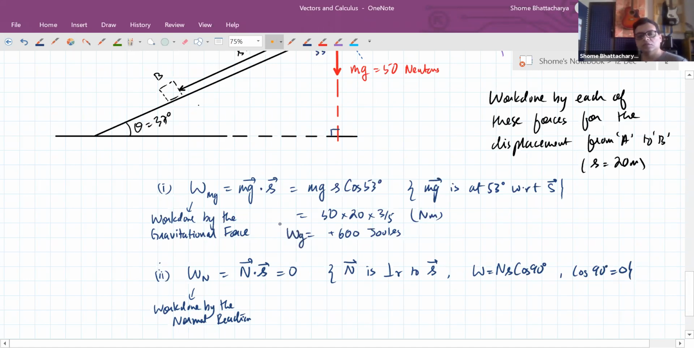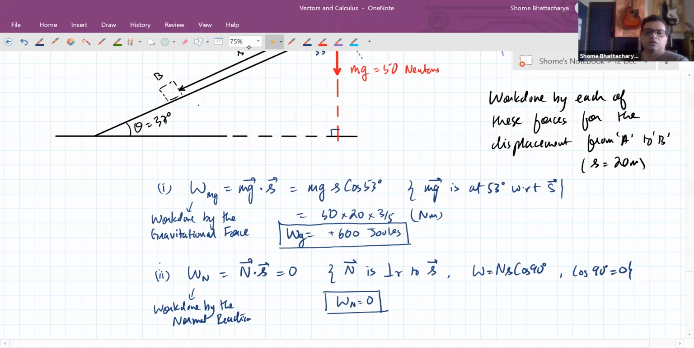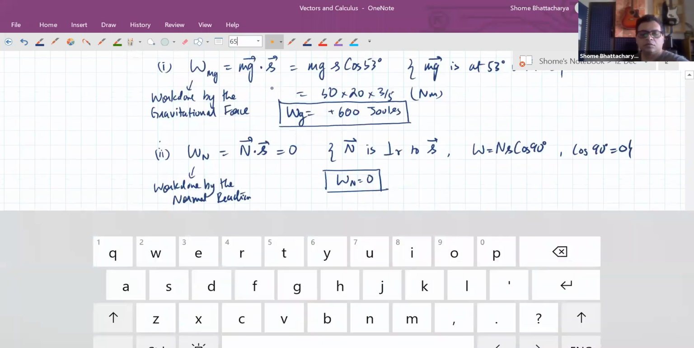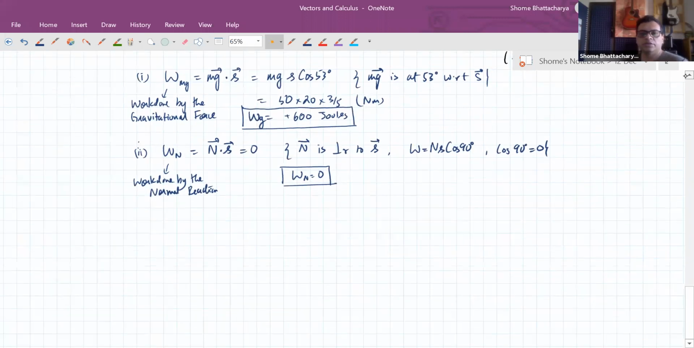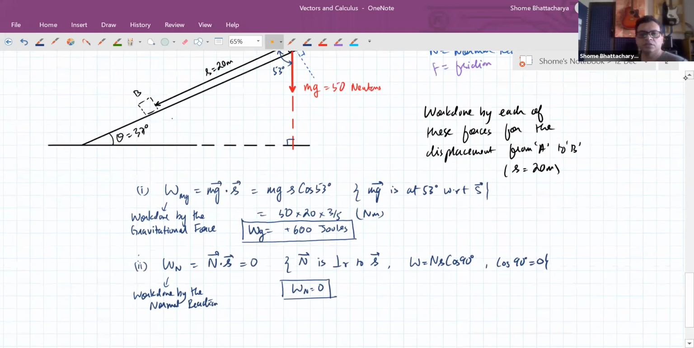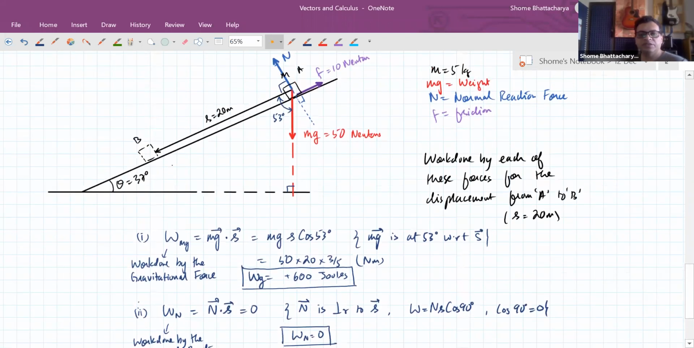So far these are two of the three answers that we've got for calculation of work done. Gravity is doing positive work of 600 joules. Normal reaction is doing 0 work in this case. Okay. So just take a look at the diagram once more and make sure you understand these two results. And then let's come to the work done by friction. Now in the case of friction, you can see that the direction of friction is exactly opposite to the direction of displacement. So the angle between them is 180 degrees, or their directions are diametrically opposite.